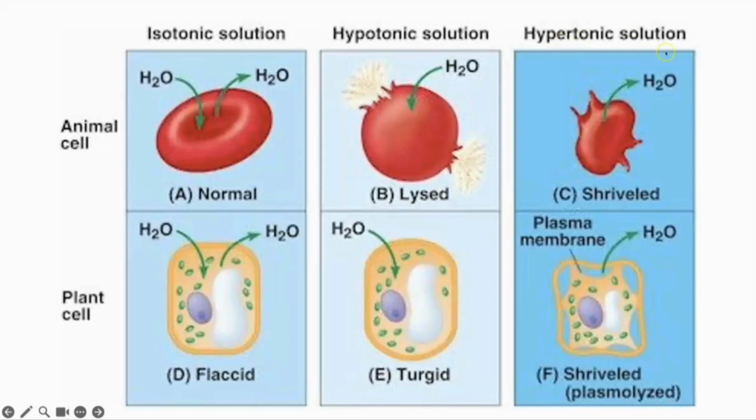The third one is hypertonic solution, where the water molecules will be low in the environment other than the cell. So the water molecules from the cell move out to the environment to make it equilibrium. In this case, the animal cell becomes shrunken, and the plant cell also shrinks, which we call plasmolyzed.